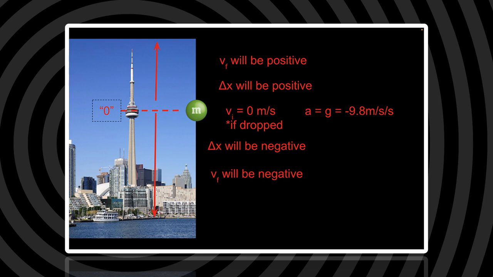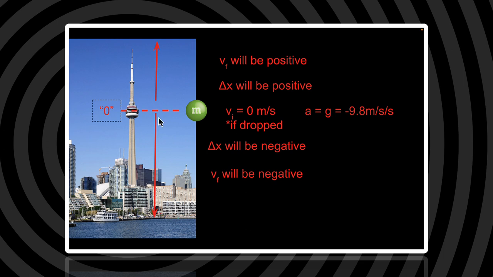Now, a few things that will be helpful here. What we want to think of here is that this spot right here, the observation deck, that's where we were and that's where things may have been dropped. Now, this right here, this baseline, we're going to call that zero. If it is traveling up, we're going to call that positive. If it is traveling down, we are going to call that negative. Now, some important things here. Any displacement or distance above this line is going to be a positive distance. Same thing with the final velocity or any velocities. Those will be positive if they're going in that direction.